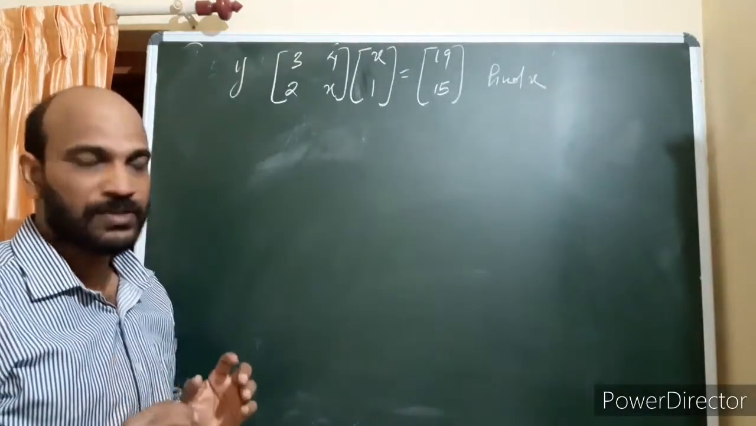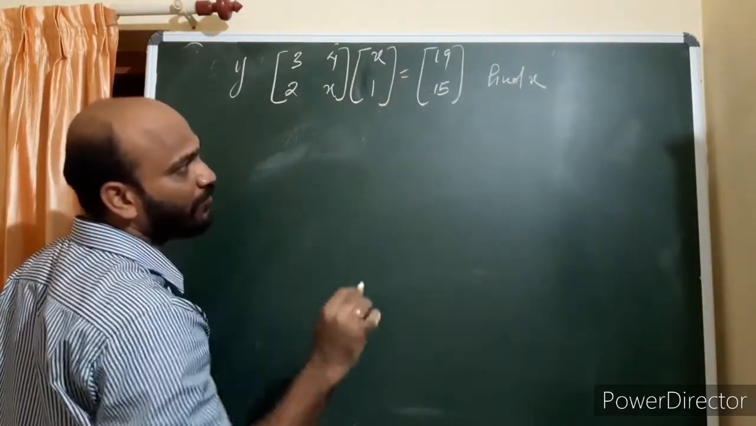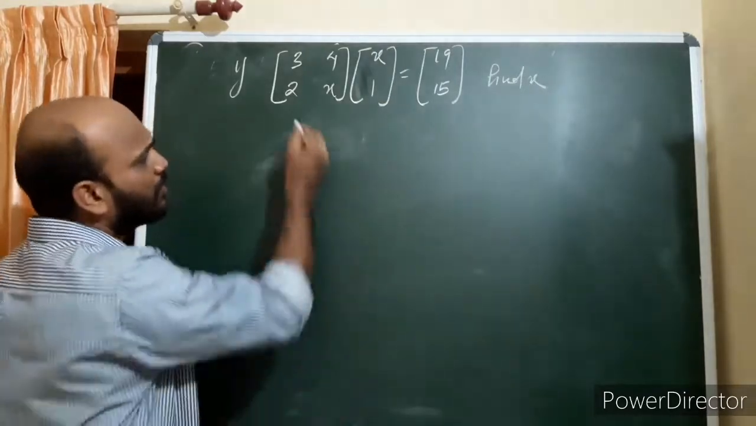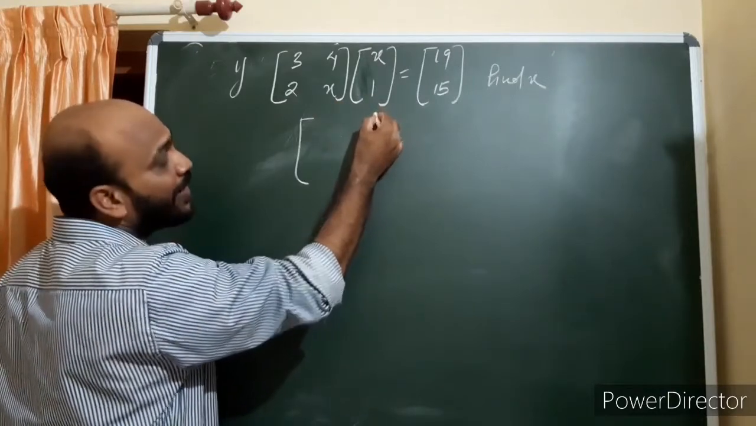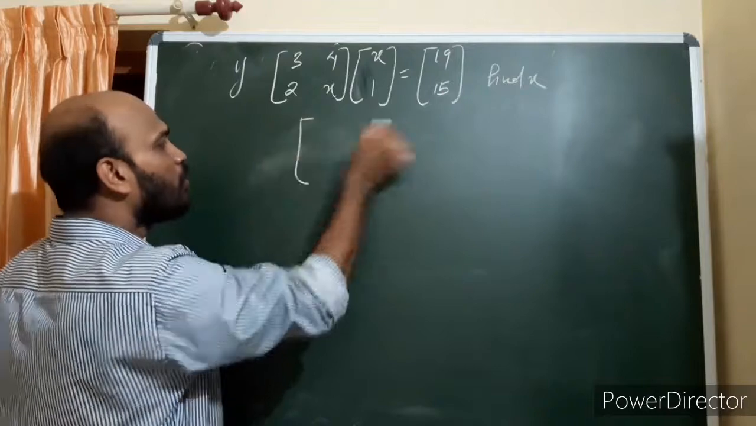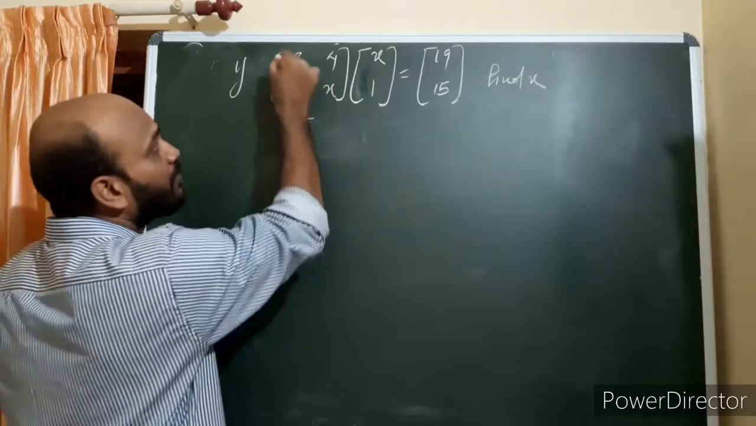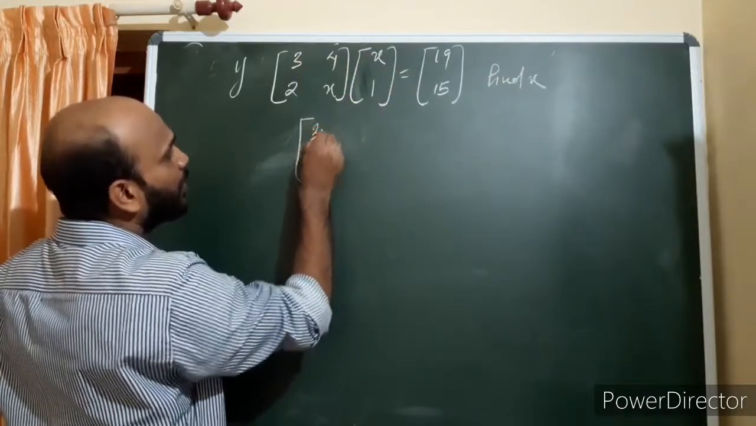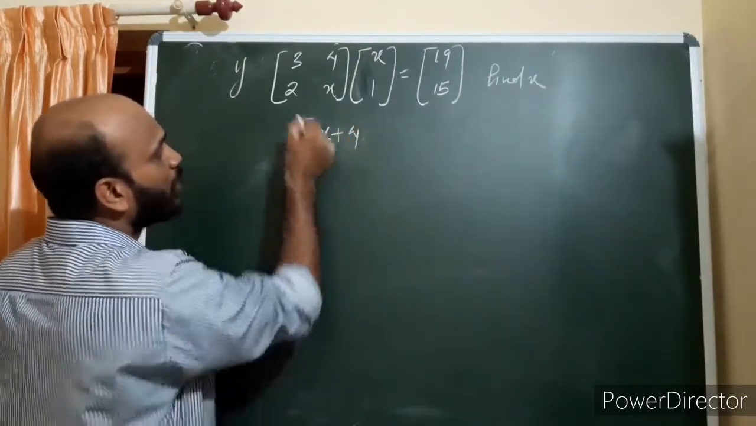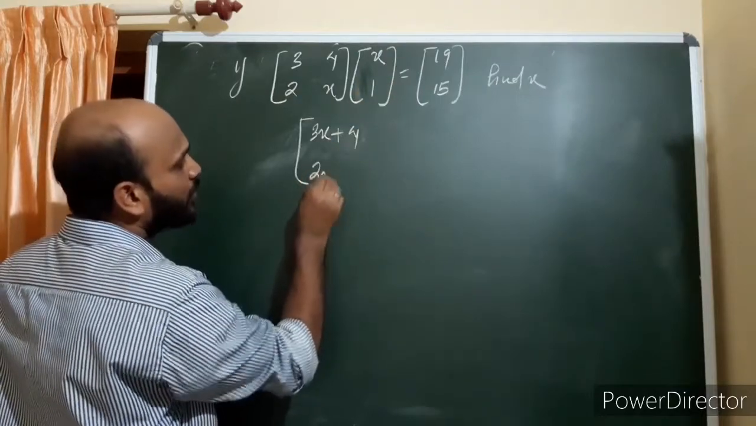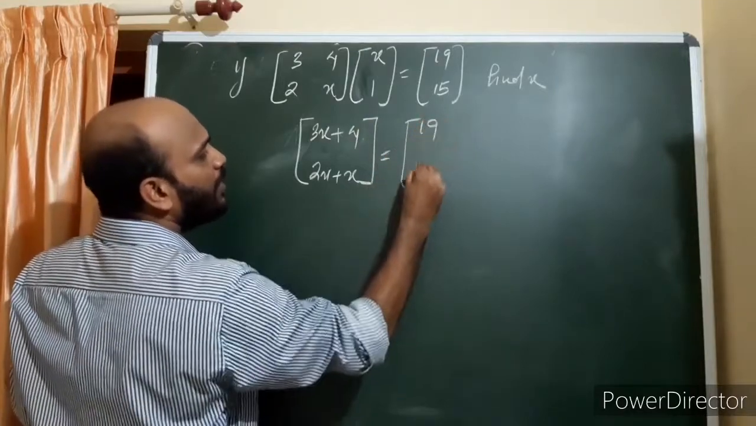Now we can do one more question. If the matrix 3 4; 2 x into the matrix x; 1 is equal to the matrix 19; 15, find x. Simple only, you just have to multiply the left hand side. So 2 by 2 into 2 by 1 matrix, you will get a 2 by 1 matrix, that means 2 rows and 1 column. A11, A21. In order to get A11, you take the first row and first column and multiply corresponding elements. So you will get 3x plus 4. Then A21, second row, first column: 2x plus x into 1, x you will get, equal to 19, 15.